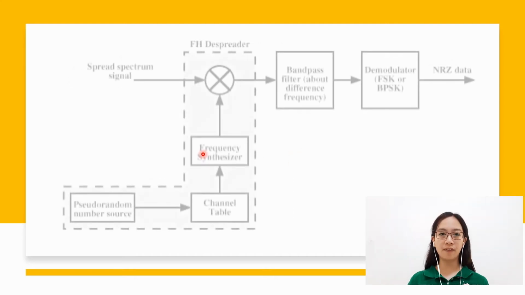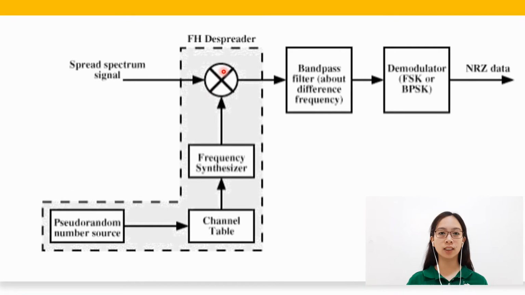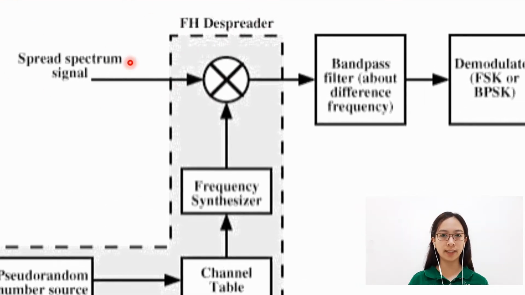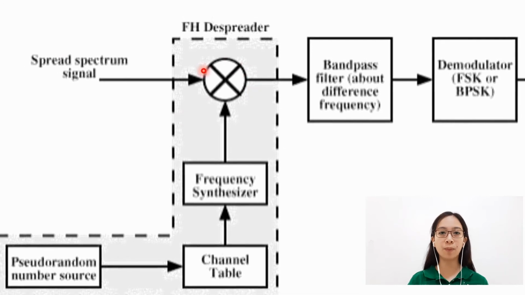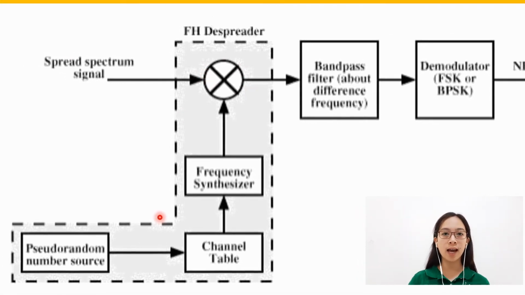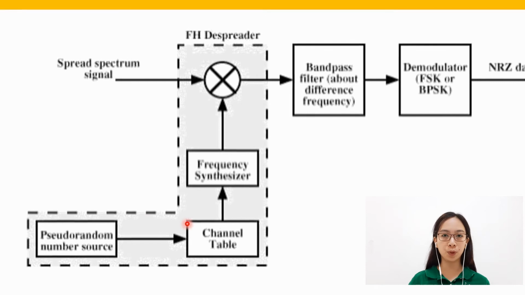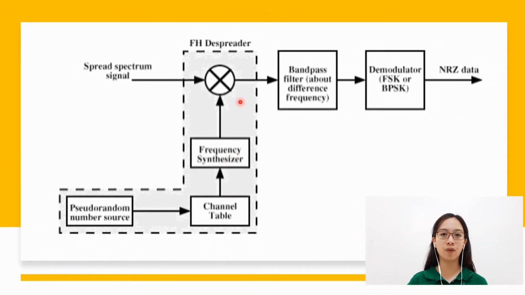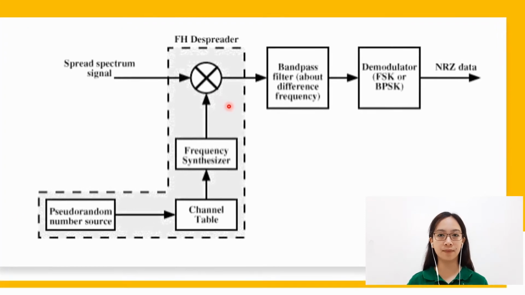Block diagram of FHSS receiver. The spread spectrum signal is demodulated using the same sequence of PN-derived frequencies and then modulated to produce the output data. At the receiver, a signal of the form S of t will be received.